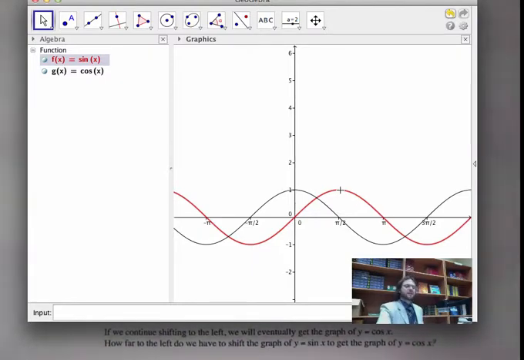Okay? Now, that should help you understand what the c value does. When we move things left and right like that, that's called a phase shift. Okay?